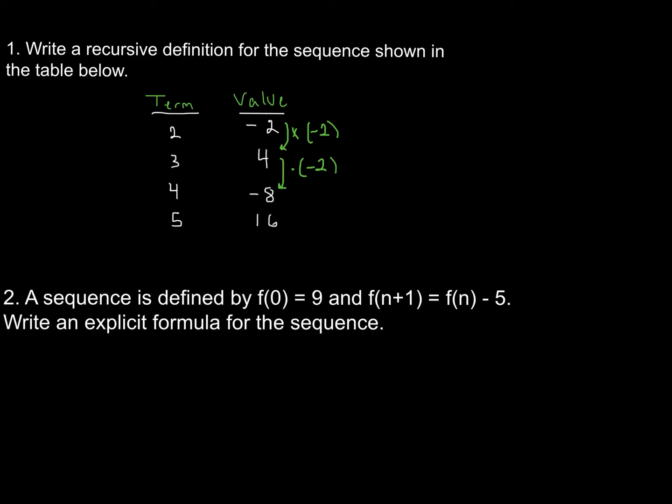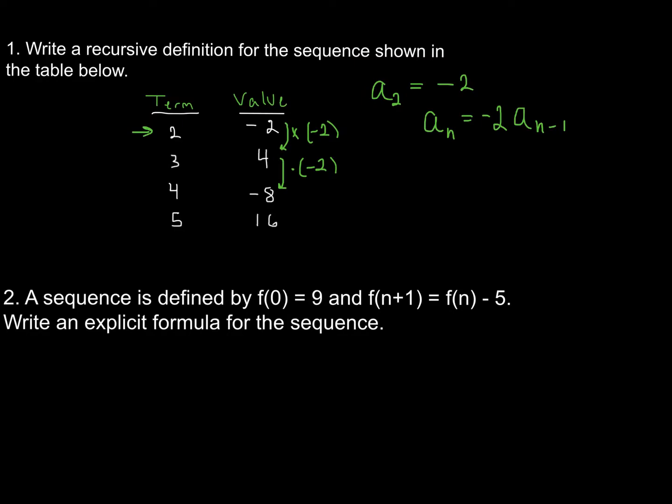So to go from term 2 to term 3, I multiply by -2, from 3 to 4, and from 4 to 5, I just have to multiply the term before it by -2. So what I could do is I could say, let's define our sequence. So the initial term here is the second term. So a sub 2 is equal to -2, and then the definition of my sequence is that the a sub nth term is going to be the a sub n minus 1th term, the term before it, times -2.